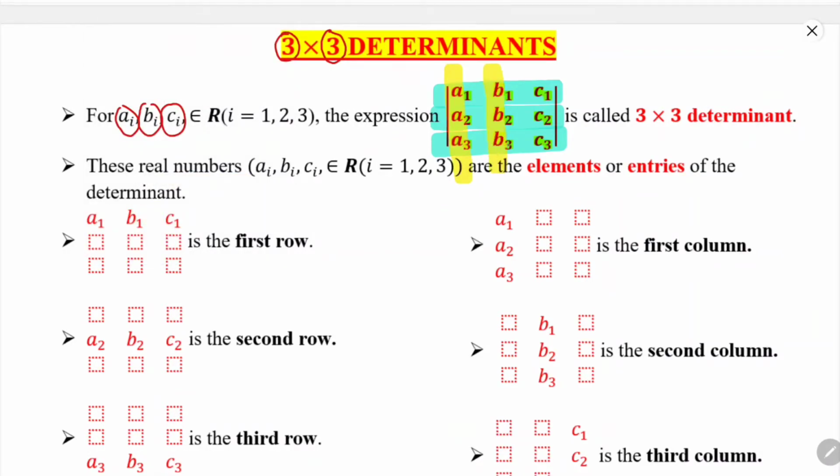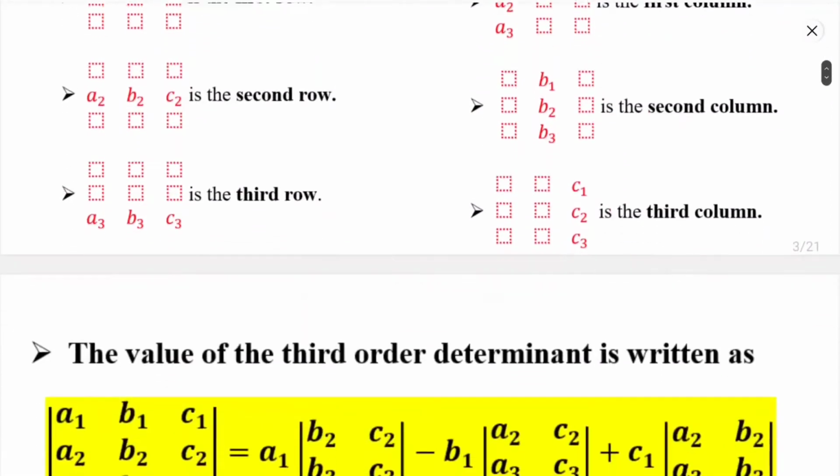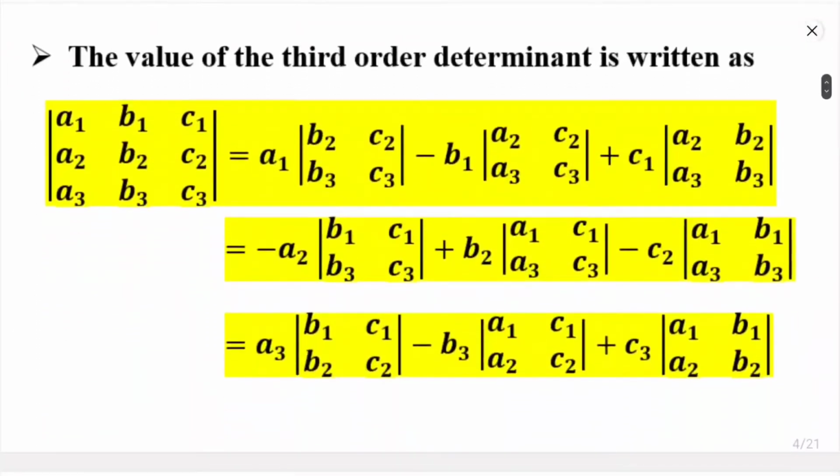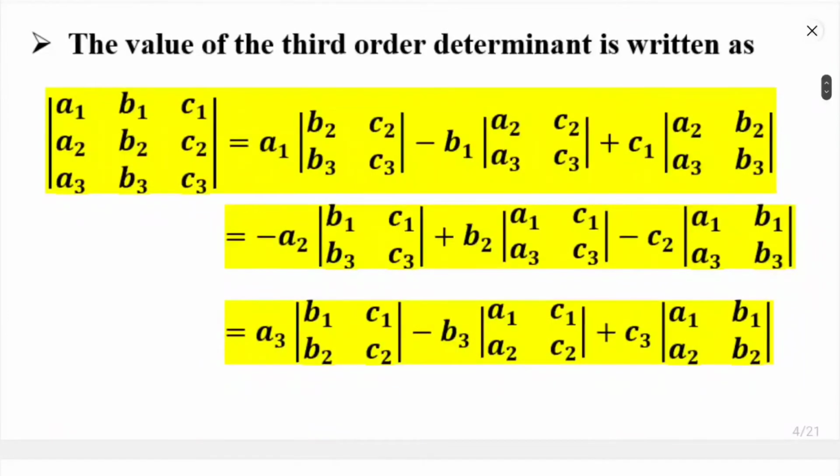Column 1, column 2, column 3, and this is the principal diagonal and this is the secondary diagonal, right? This is the principal diagonal, this is the secondary diagonal. Okay, so now the most important part of this: how to find the value of a third order determinant.